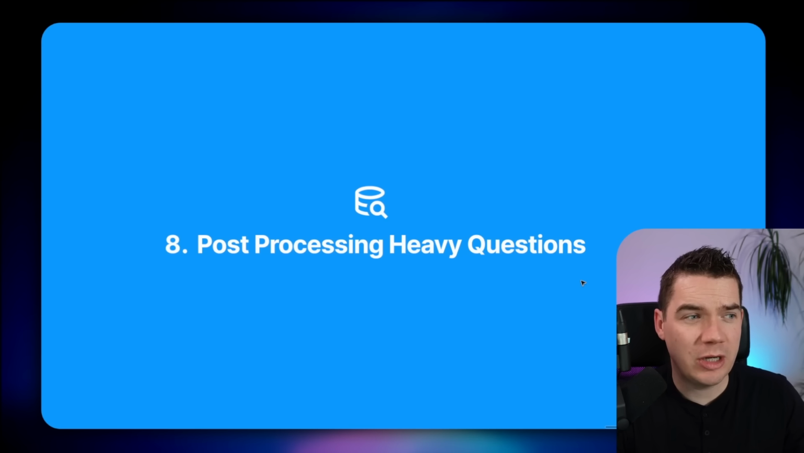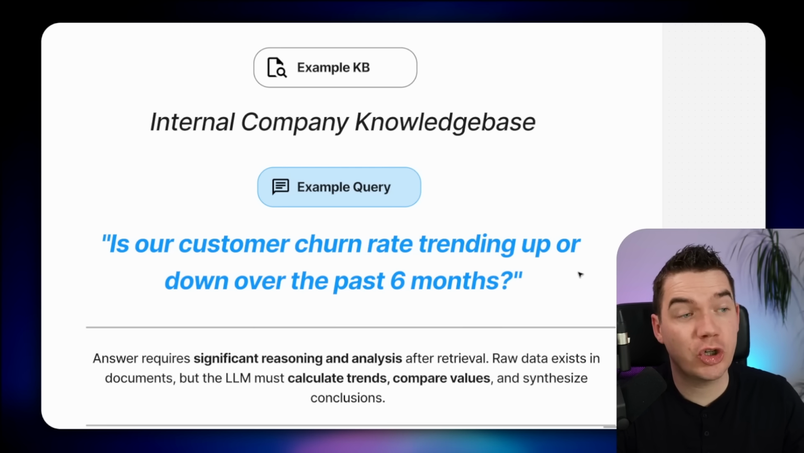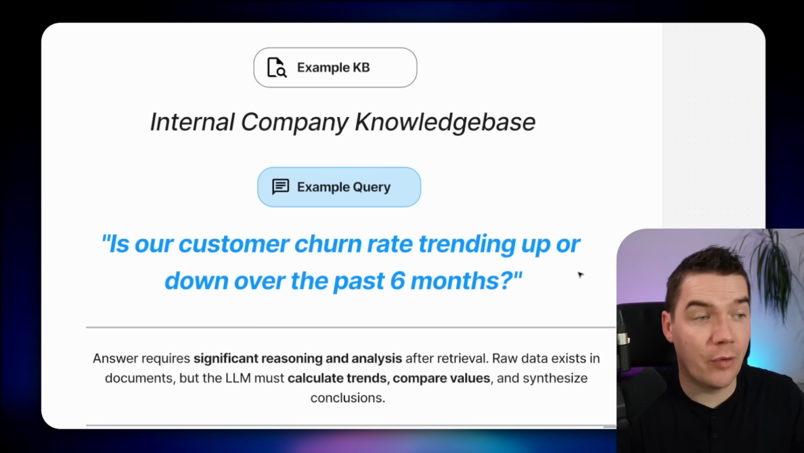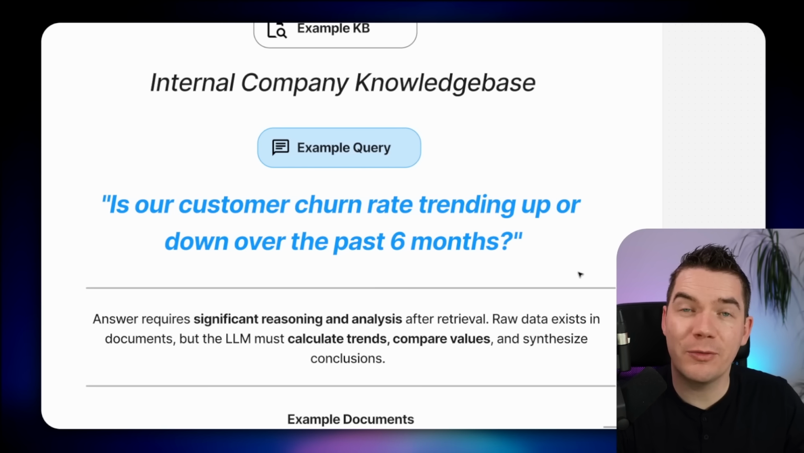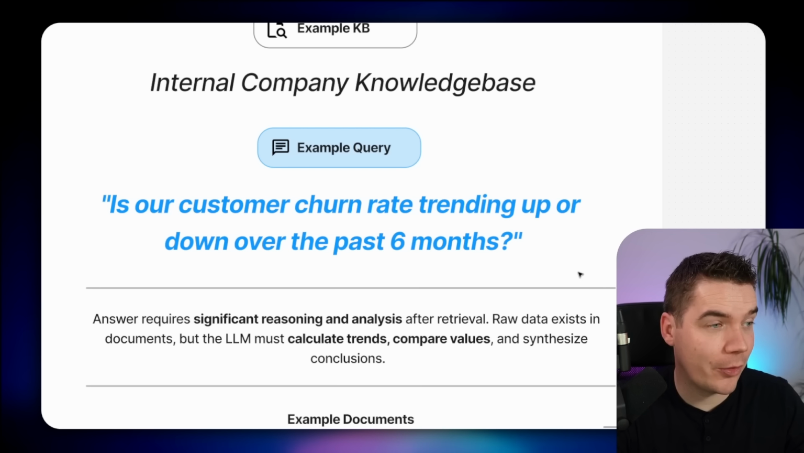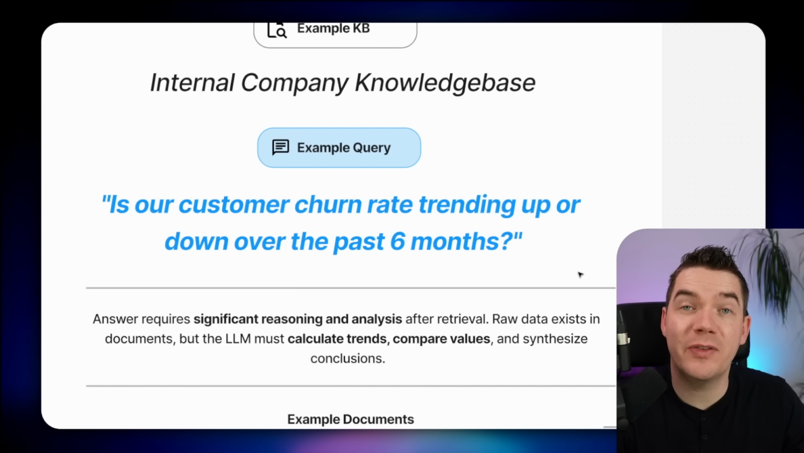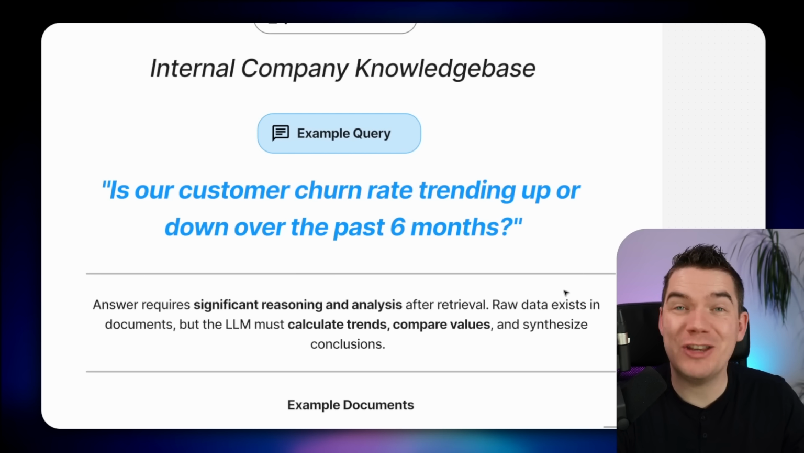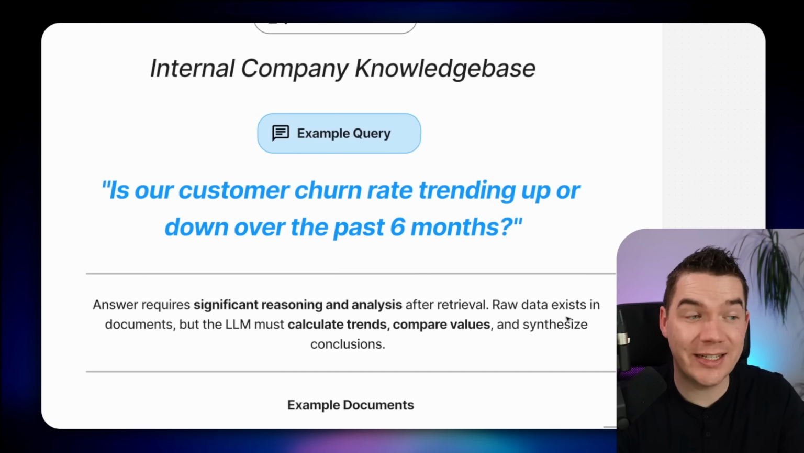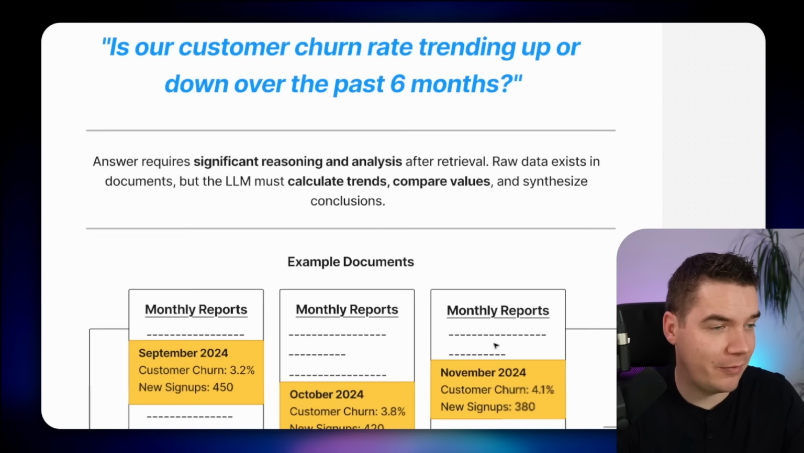Some of the questions that we come across require heavy post-processing to actually come up with the answer. For example, is our customer churn rate trending up or down over the past 6 months? If this information has not been calculated before, the answer would require significant reasoning and analysis to actually figure out. And for this then, you need to load lots of raw data to calculate the trends and compare values.